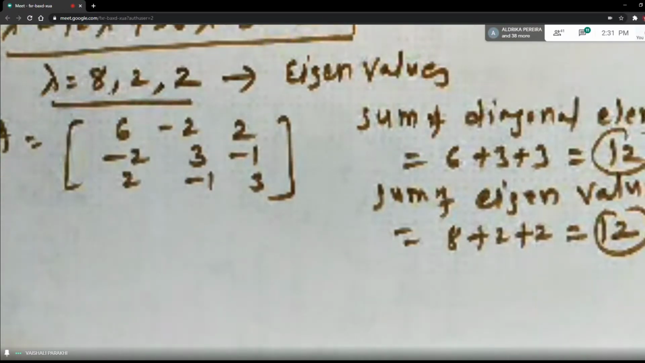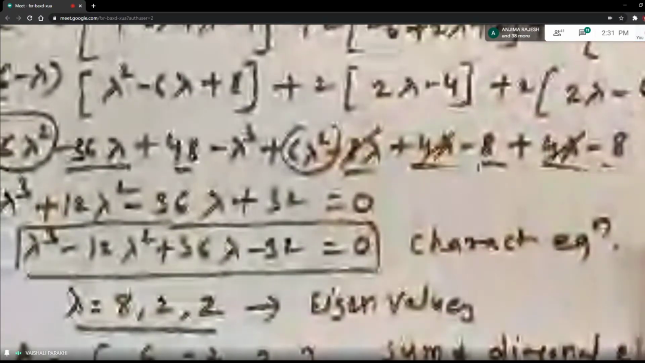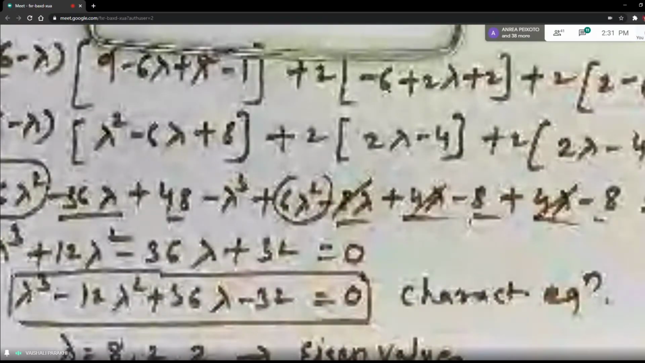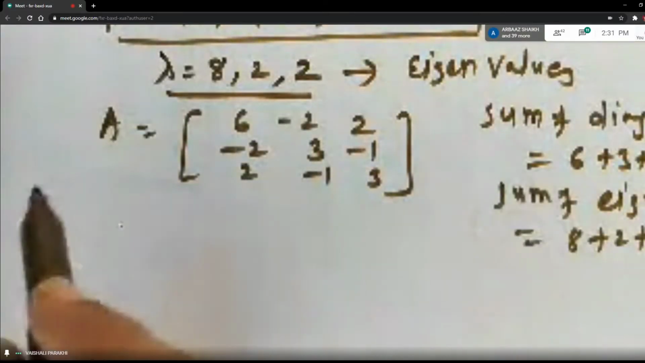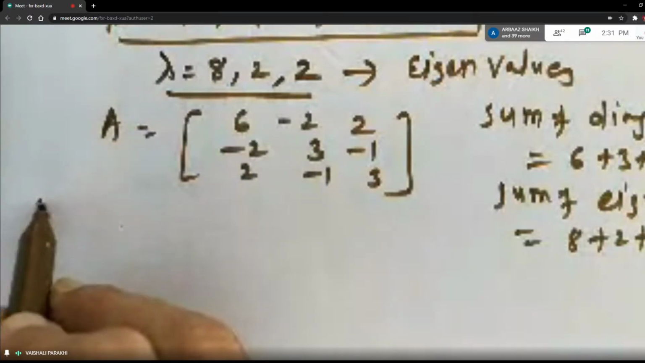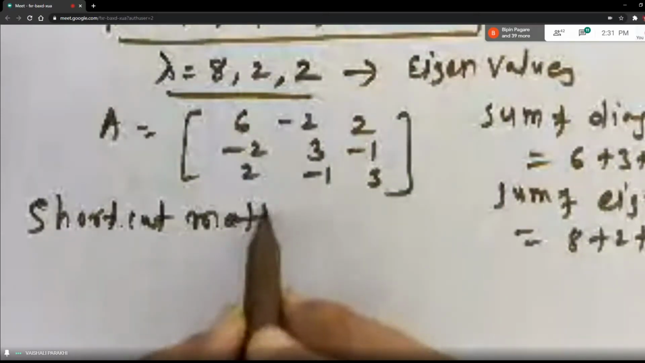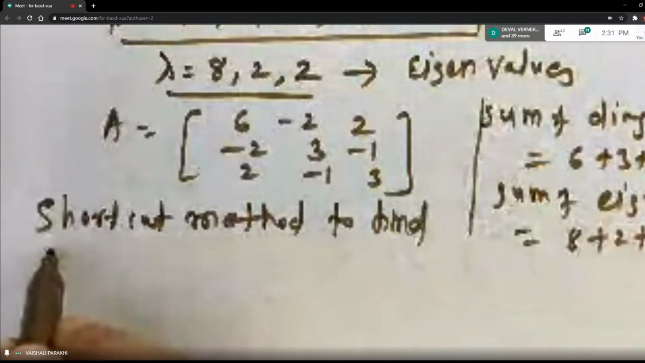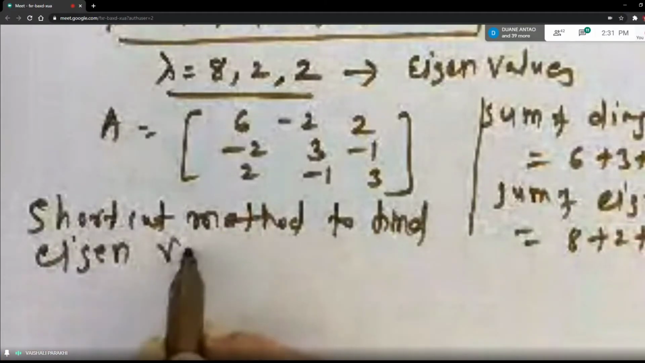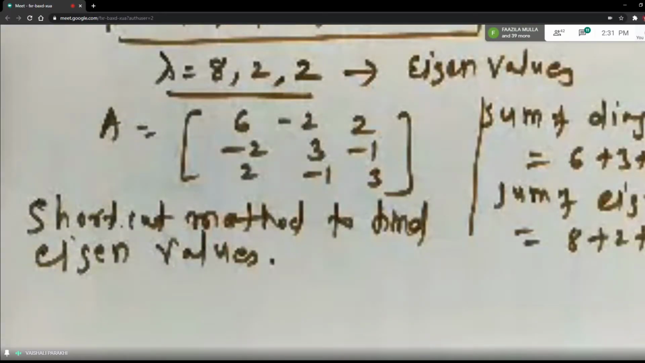Now I am going to tell you one shortcut method, students, just to skip all this calculation, because sometimes you may make mistakes with plus and minus signs. This shortcut method works for a 3 by 3 matrix. So, the shortcut method to find eigenvalues.